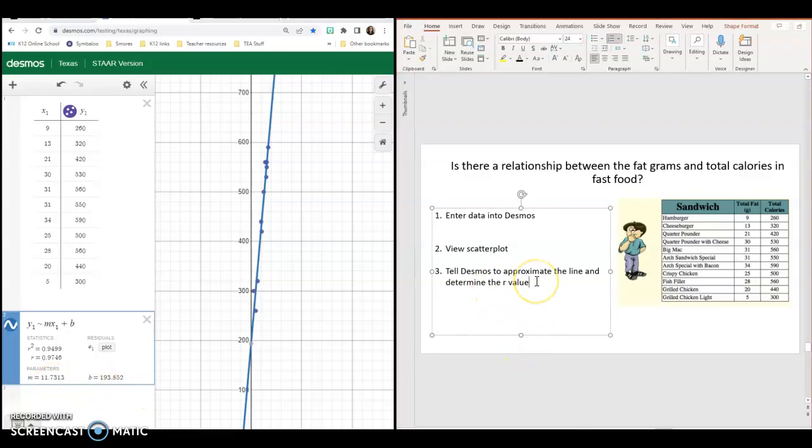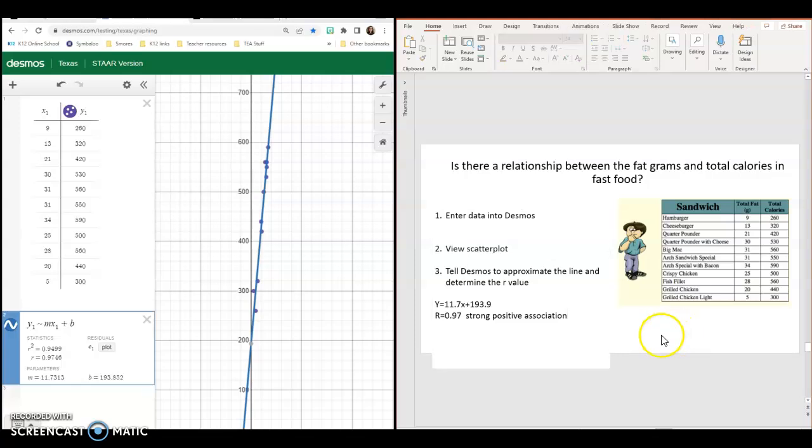So I can tell you that my equation is now y equals 11.7x plus 193.9. The r value is 0.97. So that is telling me that I have a strong positive association. Right? So there is a strong positive association between the total fat grams and the calories in fast food.